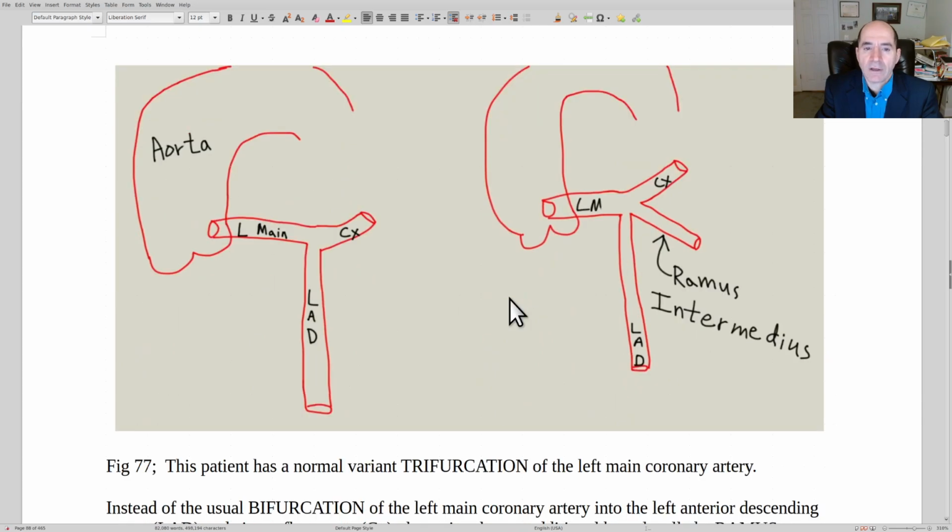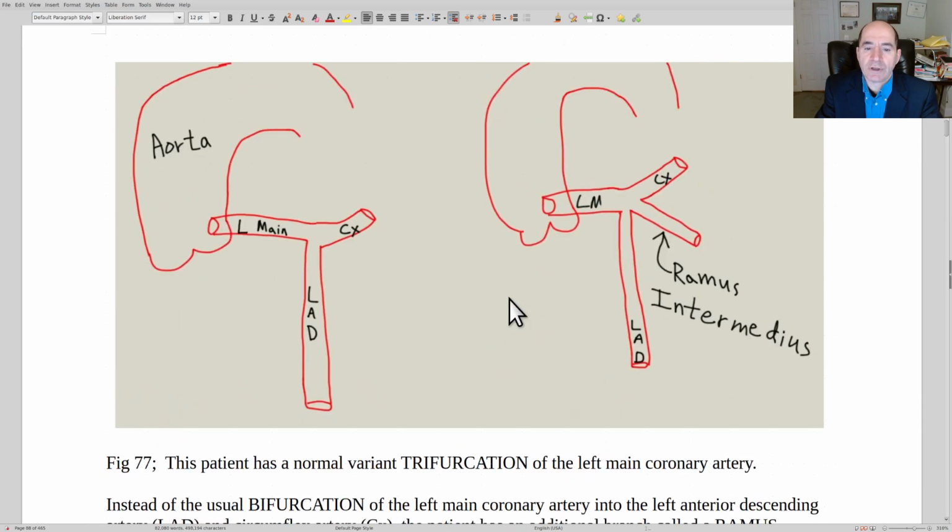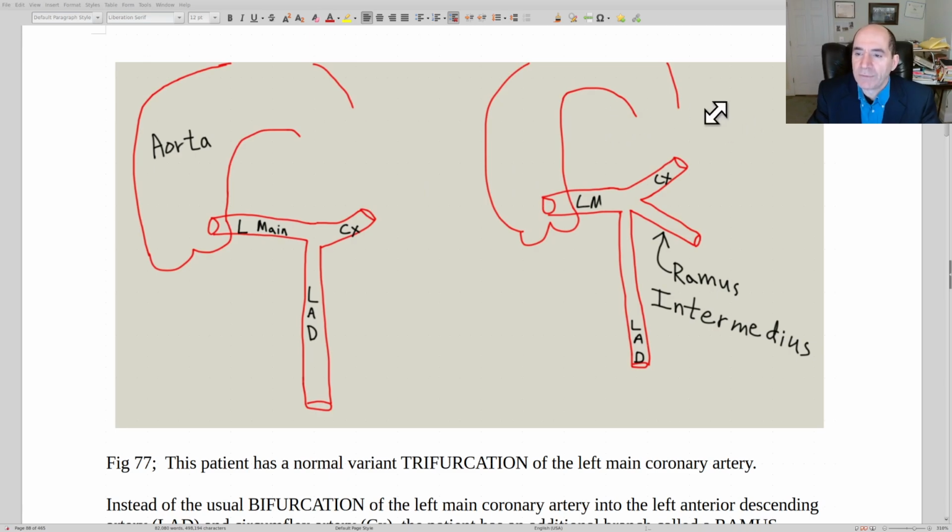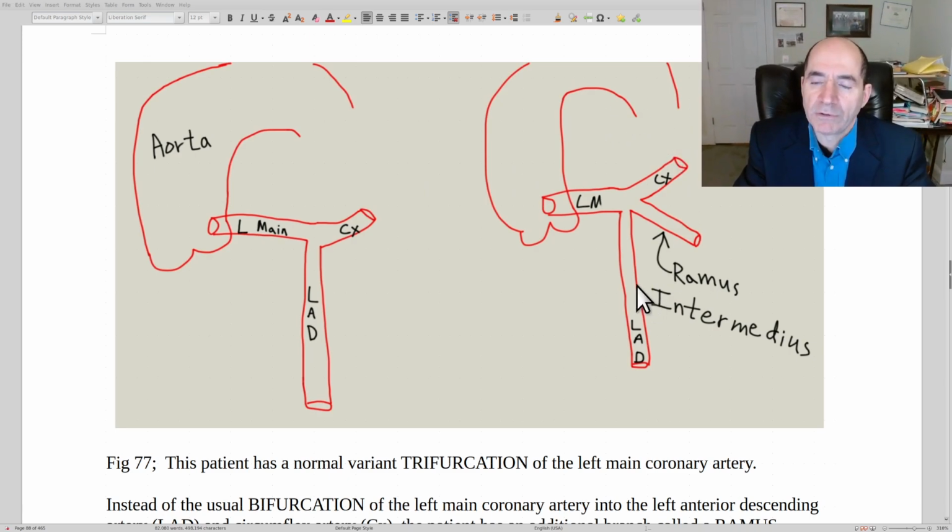All right, now here's a normal variant, kind of a similar situation in the heart. So in the heart, usually you'll have a bifurcation of the left main coronary artery into the circumflex and the left anterior descending. And this is the one when you get stenoses and occlusions there, they'll call it the widowmaker, and they'll rush the patient to CABG, coronary artery bypass graft, open heart surgery. But what I'm saying is you could have a normal variant here where you have a trifurcation of the left main coronary artery, and you have a ramus intermedius branch.